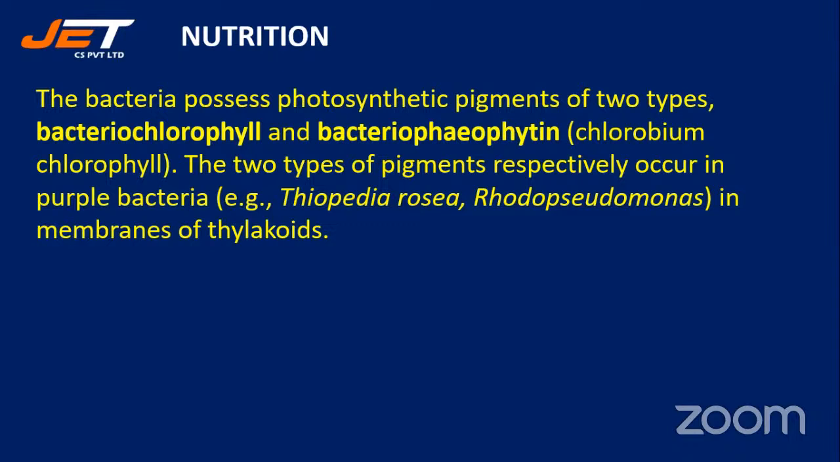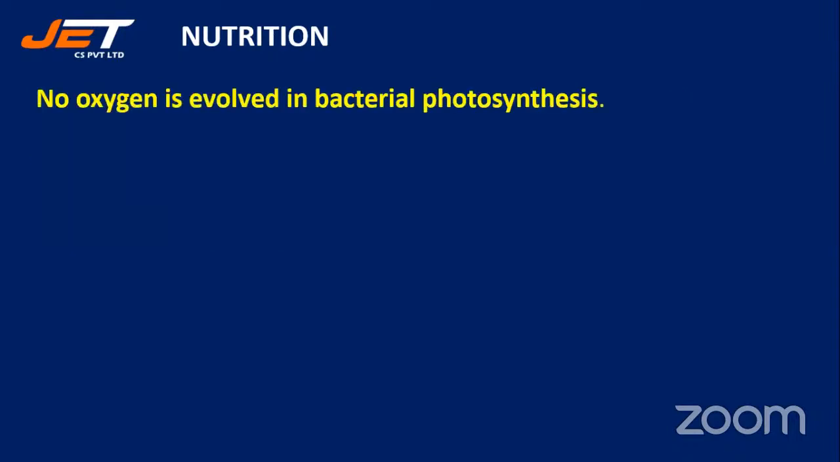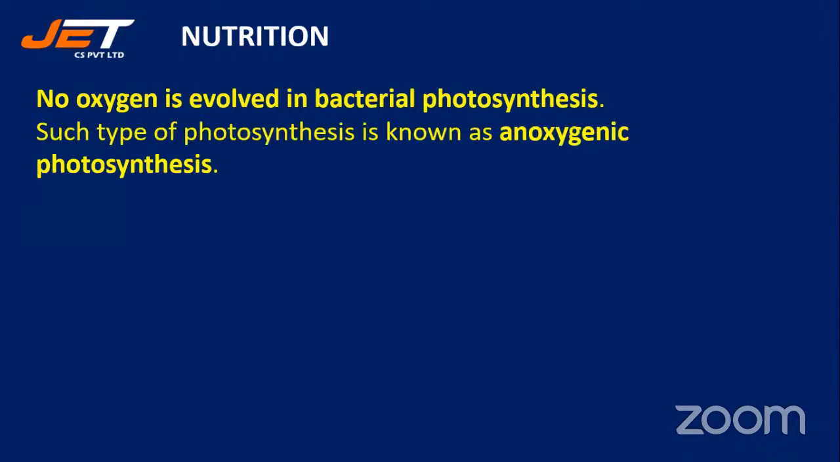accessory pigments are bacteriopheophytin and chlorobium chlorophyll. These two types of pigments respectively occur in purple bacteria. You have to remember these names, like Rhodopseudomonas, etc., which are present in the membranes of what? Thylakoids. Okay. So no oxygen is evolved in bacterial photosynthesis.